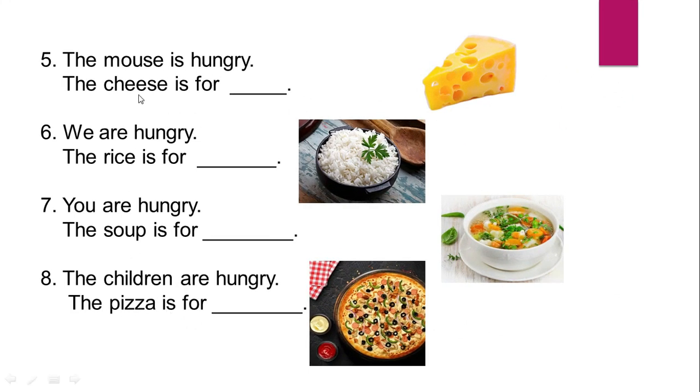The mouse is hungry, the cheese is for dash. Mouse is the name of an animal, and you know which pronoun is used for an animal. So the mouse is hungry, the cheese is for dash. We are hungry, the rice is for dash. You are hungry, the soup is for dash. The children are hungry, the pizza is for dash. Okay, let's see the answers.